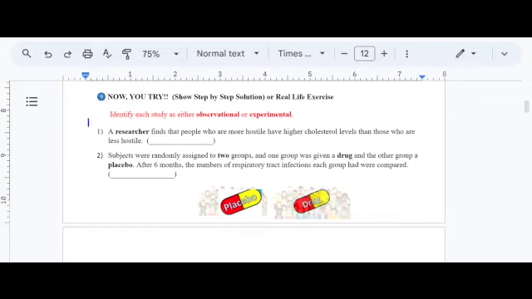Subjects were randomly assigned to two groups, and one group was given a drug, and the other group was given a placebo. After 6 months, the number of respiratory tract infections each group had were comparable. That's experimental. Experimented with the drug. Right, now we have independent and dependent. What's the independent? It's the drug.